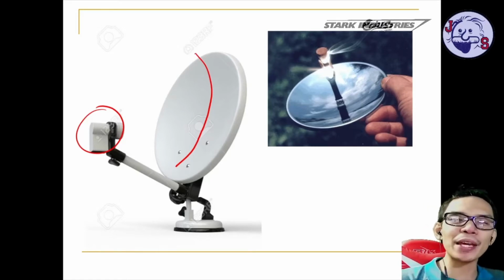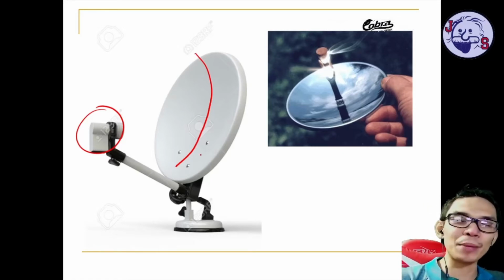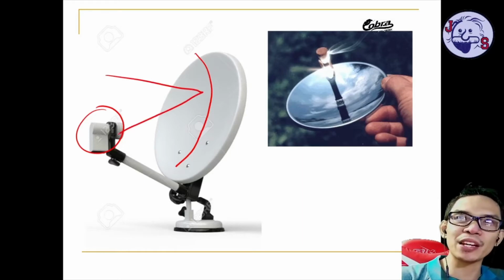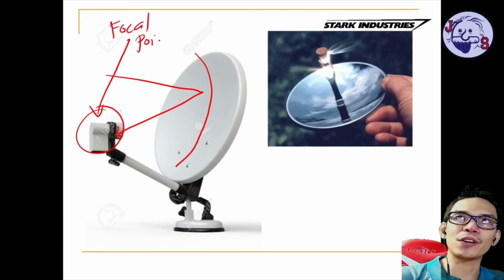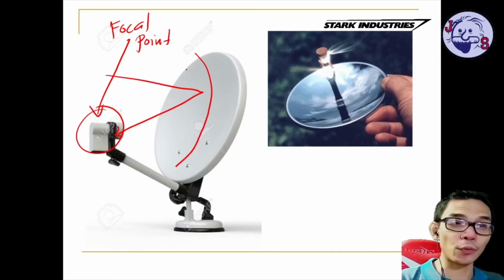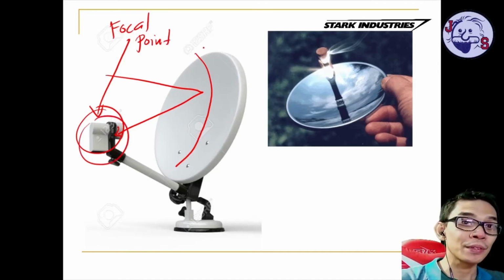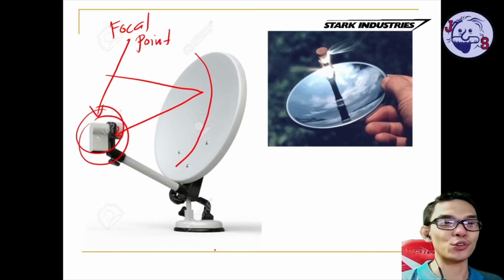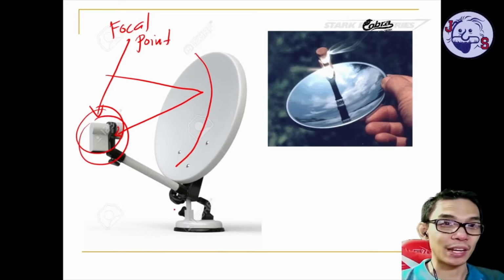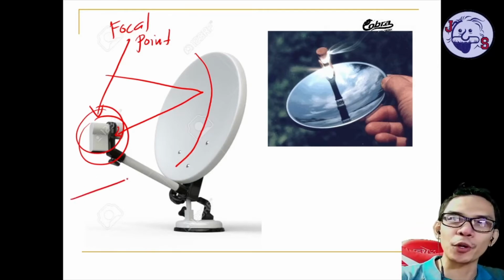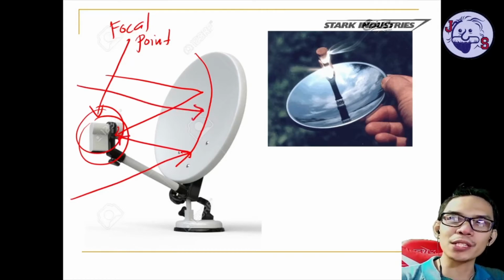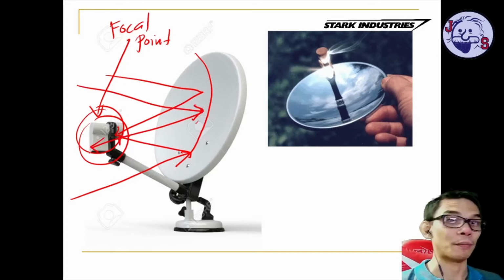Instead of light being reflected by a mirror, it is the radio waves that are being reflected down to this focal point, where the receiver is located. The radio waves or microwaves are reflected to this area, and down to your television, and you can see the programs that you are watching. Whether the microwaves approach from this side or that side, they go to the same focal point.